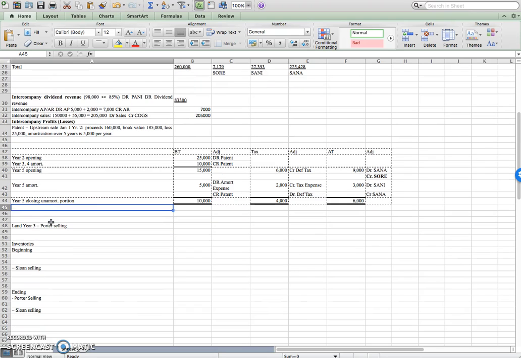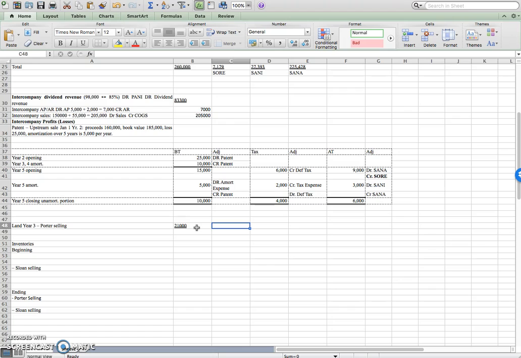Now we're ready to start looking at some of these other transactions. So we had the land in year 3. Porter was selling it to Sloan, which means it's a downstream transaction. How does that impact it? Mainly on the consolidated version, we're going to need to be impacting POR rather than SOR. But let's just enter our figures here. We know the difference between the two items was $21,000. That was provided in the question.